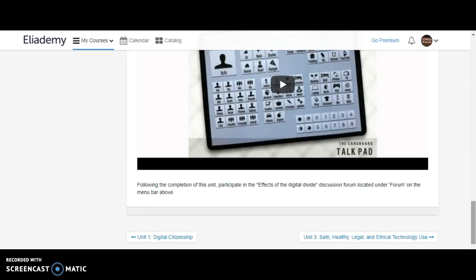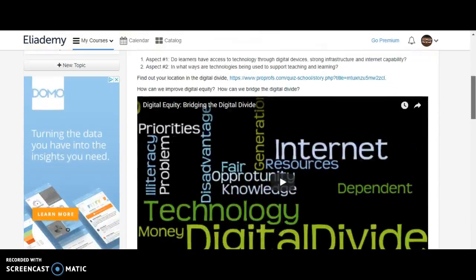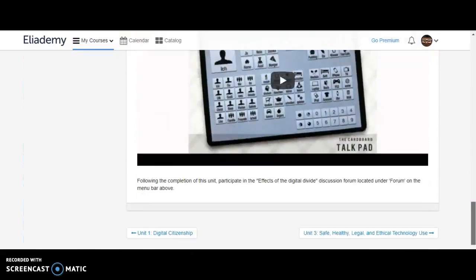All right, following the completion of this unit, participate in the effects of the digital divide discussion forum located under forum on the menu bar above. That's actually located in the discussions portion of the taskbar. So you will participate in a discussion about the digital divide, discuss where you fall on the digital divide and the effects that the digital divide can have on education.